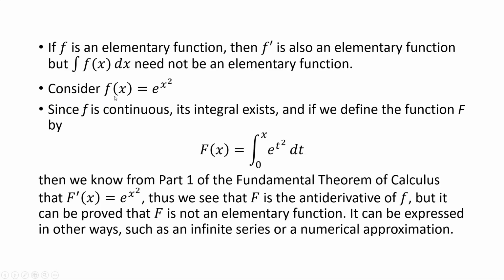Consider the function f of x equals e to the x squared. Clearly its integral exists because you can define the function F of x equals the integral from 0 to x of e to the t squared dt. And so this function, whatever it is, would be the antiderivative of e to the x squared. But notice it's expressed in terms of an integral.